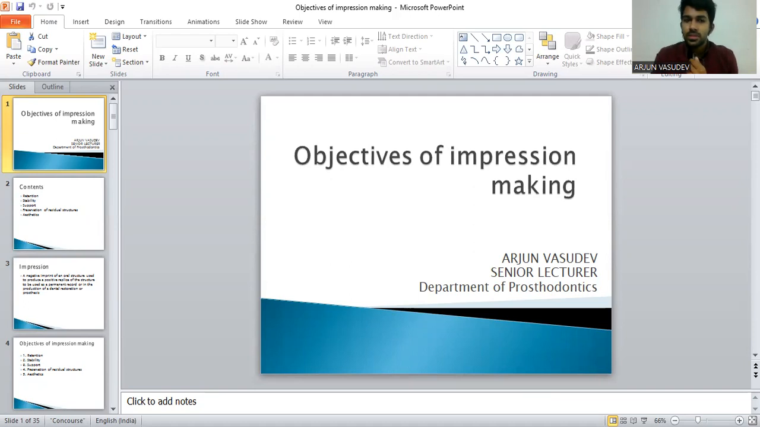The definition of an impression is a negative imprint of an organ structure used to produce a positive replica of structures, to be used as a permanent record or in the production of a dental restoration or prosthesis. So the objectives of impression making are retention, stability, support, preservation of residual structures, and aesthetics.